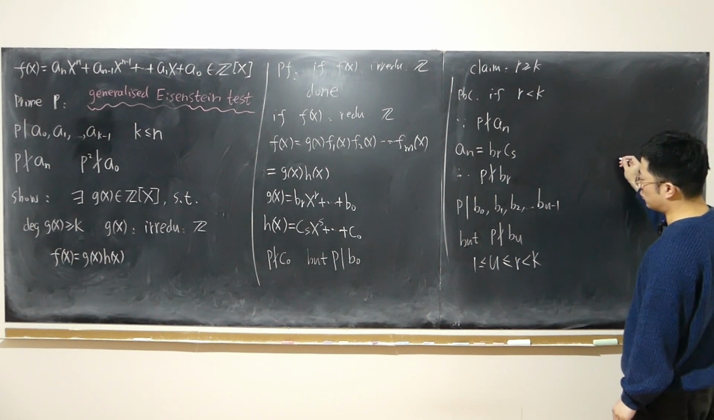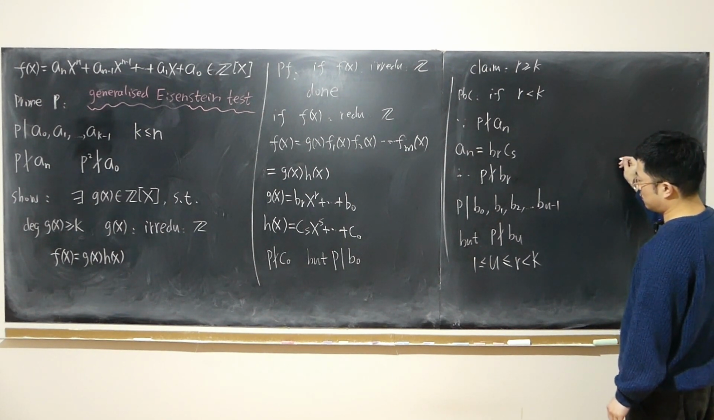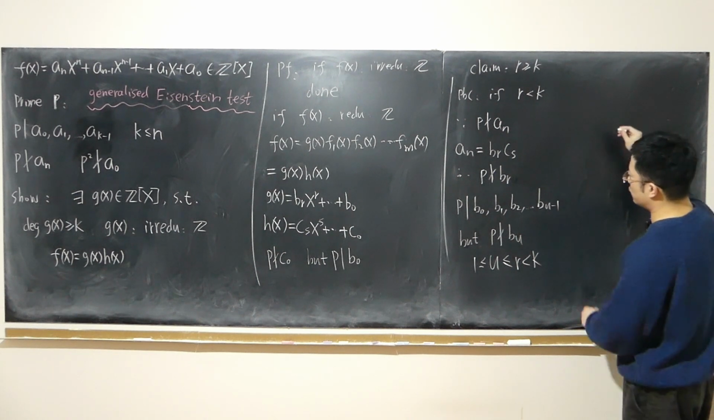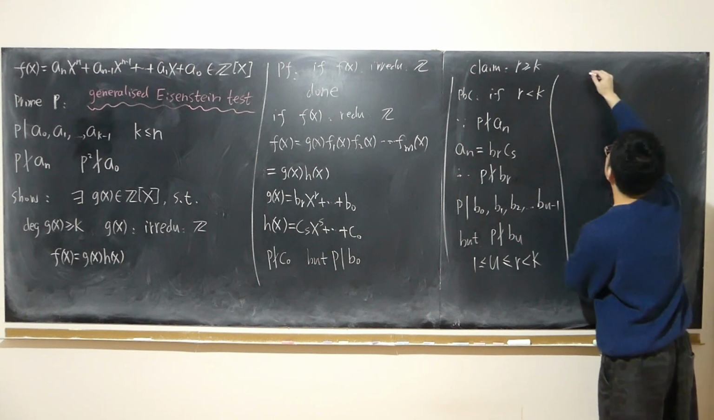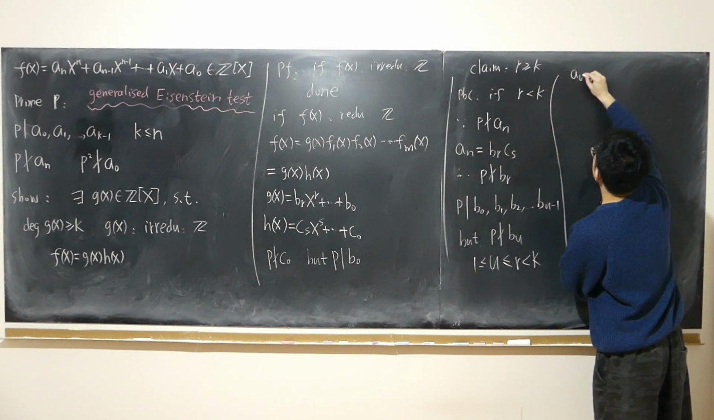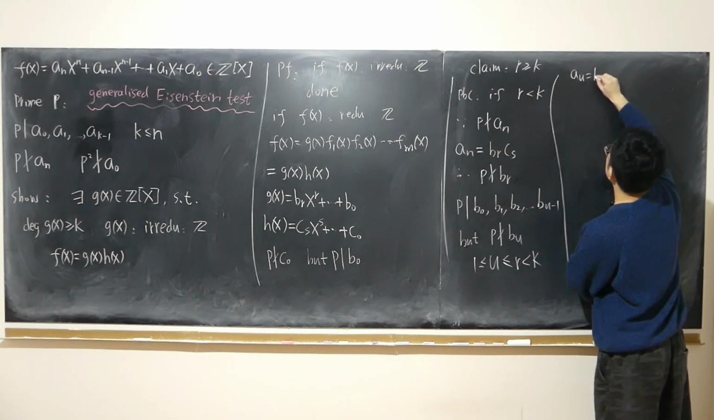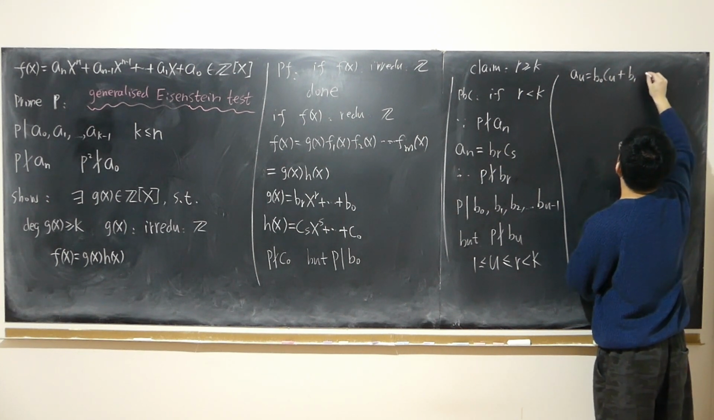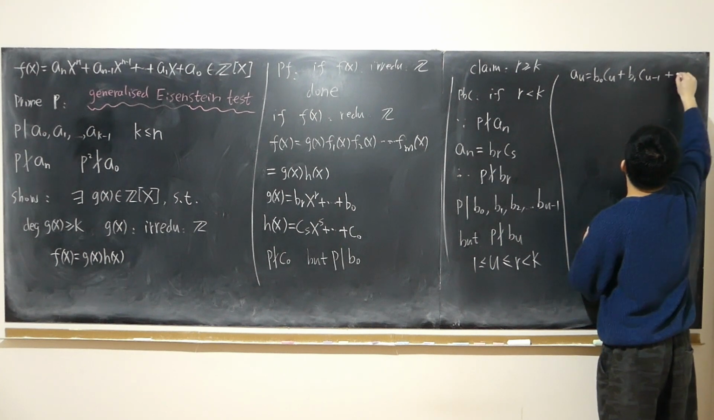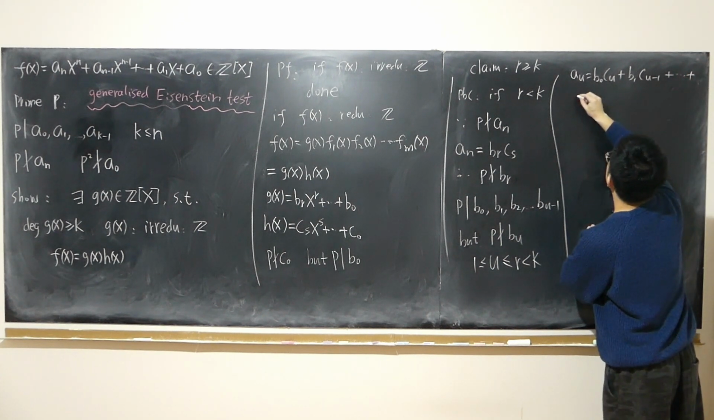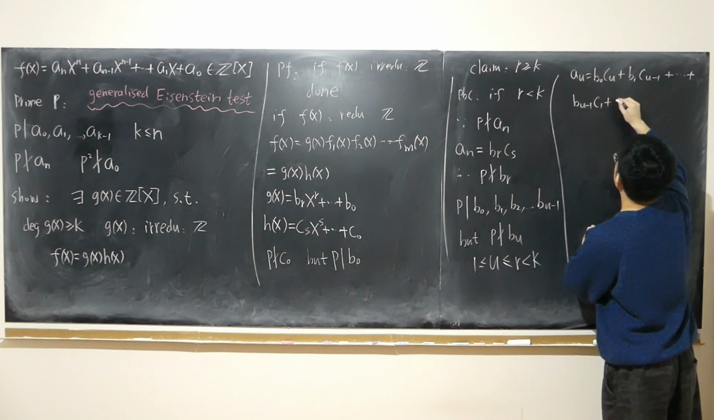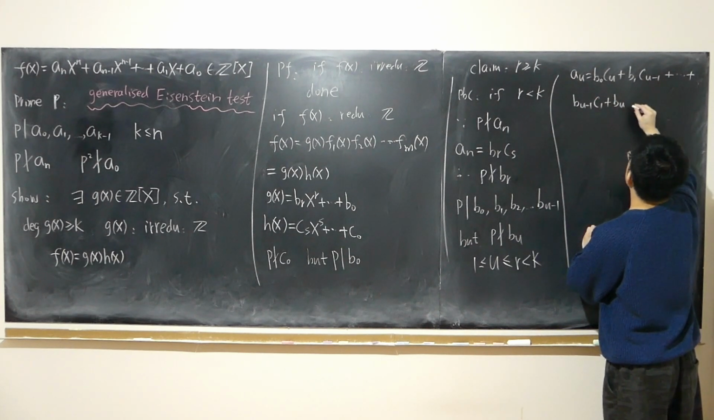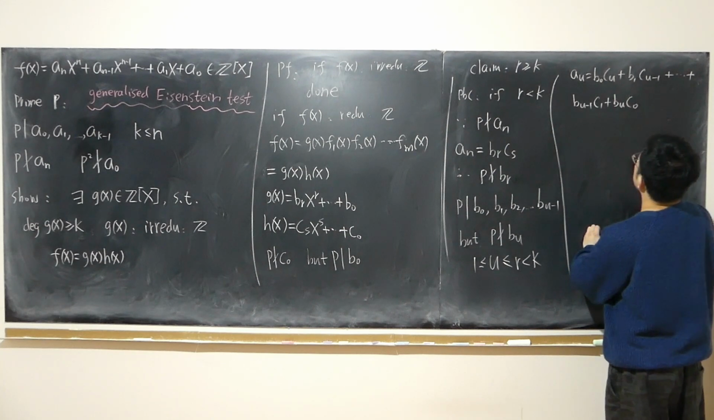This time I want to look at A_u. So A_u can be written as B_0 times C_u plus B_1 times C_(u-1), all the way up to B_(u-1) times C_1 plus B_u times C_0.